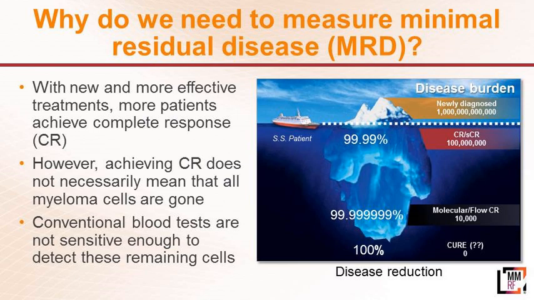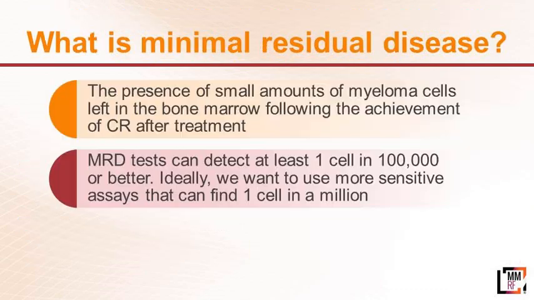We're talking about taking billions or trillions of cells and getting them down to hundreds or thousands of cells to become MRD negative. And of course, if we want to cure somebody, we actually have to get them to 0 cells, we think. So MRD is the presence of small amounts of residual myeloma cells left after treatment. And MRD testing should be able to detect at the least 1 in 100,000 cells or better. And the most sensitive assays that we're using right now look for 1 cell in a million.